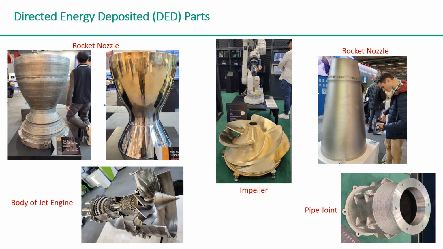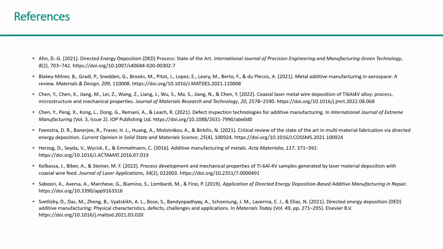These are several examples of components that can be produced by the DED technique. Here you can see a rocket nozzle and an impeller. The whole impeller is manufactured by this technique. Along with that, the body of this kind of jet engine we can achieve, and pipe joints, which are directly produced by this technique. These are some very interesting examples which are nowadays fabricated with the help of this DED technique.